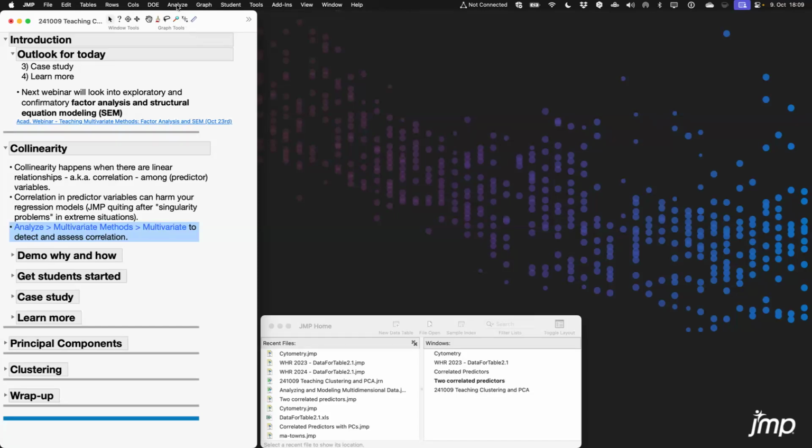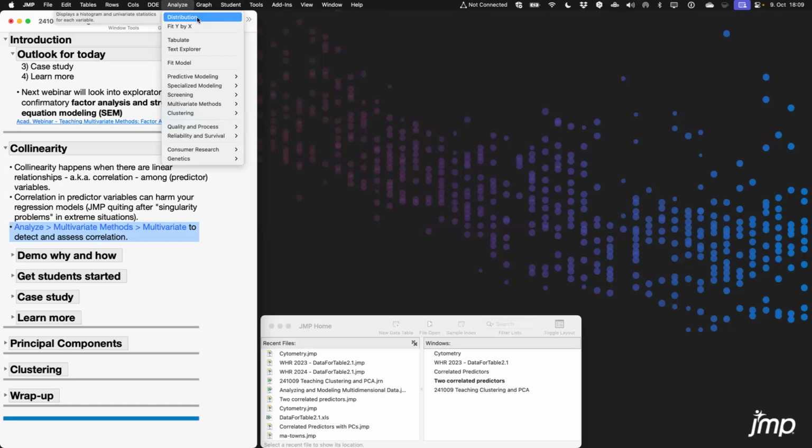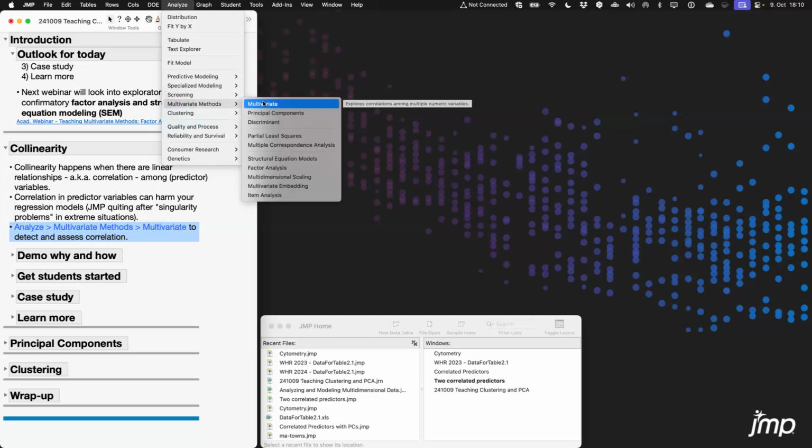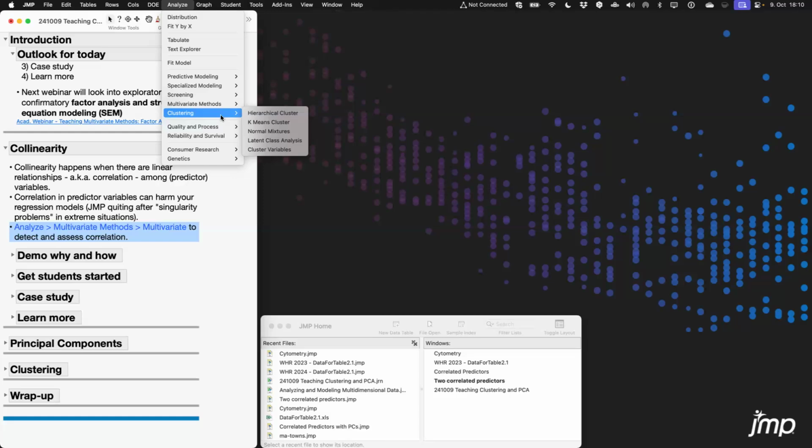So that's a good idea. And also Distribution and Fit Y by X, for univariate and bivariate analysis. They are always helpful, but they cannot provide the big picture. So we will look deeper into the Analyze menu where we will find the multivariate methods, like multivariate for correlation analysis, principal components, and we will also look at clustering methods later on. And also Fit Model is a multivariate method. If you have more predictors than just one, and that's the typical case, it's a multivariate problem.